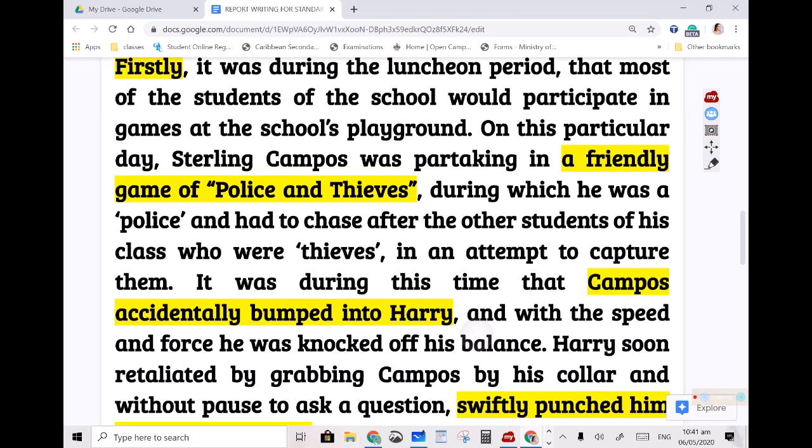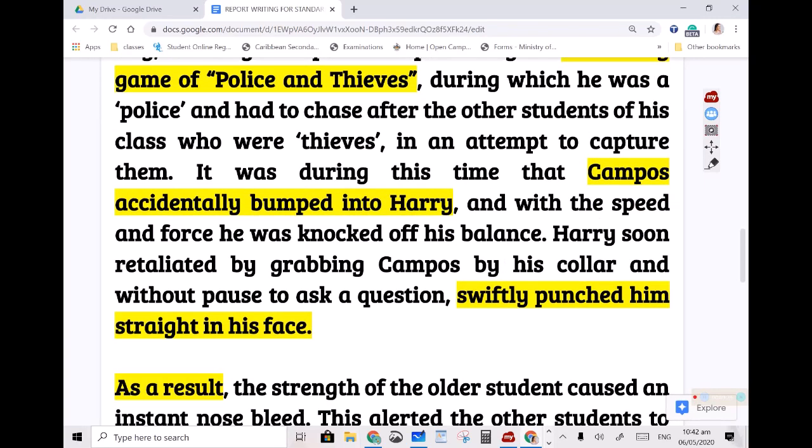participate in games at the school's playground. On this particular day, Sterling Campos was partaking in a friendly game of police and thieves, during which he was a police and had to chase after other students of his class who were thieves in an attempt to capture them. It was during this time that Campos accidentally bumped into Harry, and with the speed and force, he was knocked off his balance. Harry soon retaliated by grabbing Campos by his collar and, without pause to ask a question, swiftly punched him straight in his face.